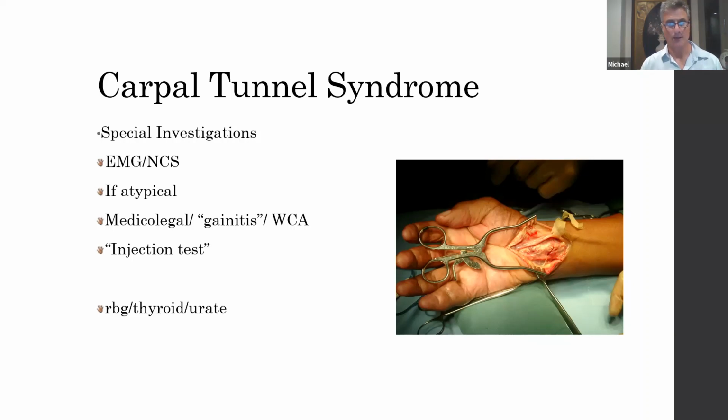What we use mostly, as those who've been through hands know, is what we call the injection test. So it's partly therapeutic, as you'll see from the next slide, but mostly a diagnostic test. And if you put the local anesthetic with the cortisone into the carpal tunnel, not into the nerve, you should get at least some temporary improvement, which is a strong predictor of A, carpal tunnel, and B, response to surgery. If they don't get better with injection, they're probably not going to get better with the surgery. They probably don't have carpal tunnel.